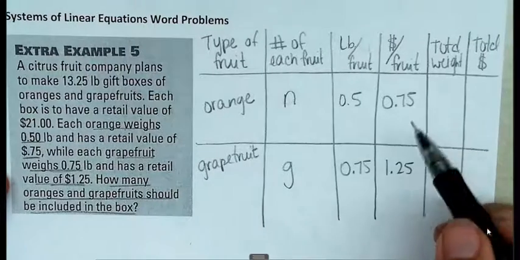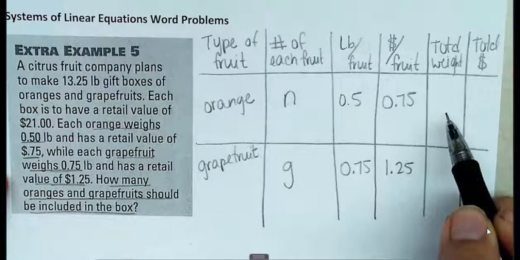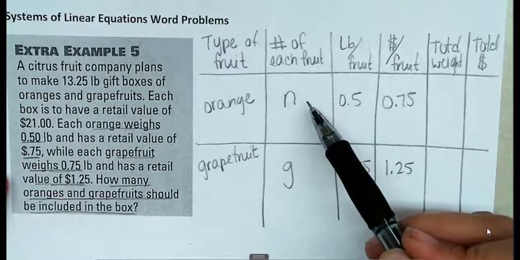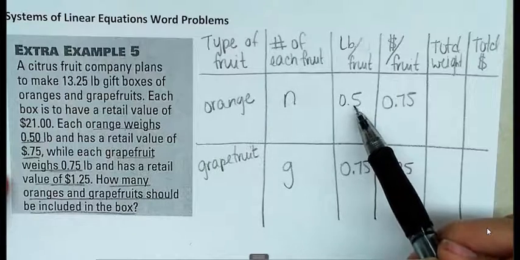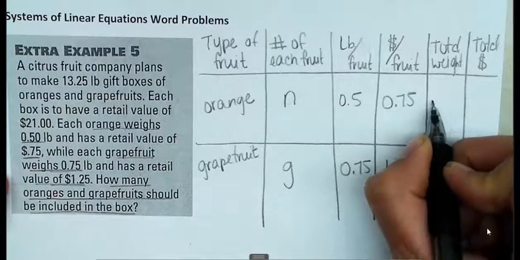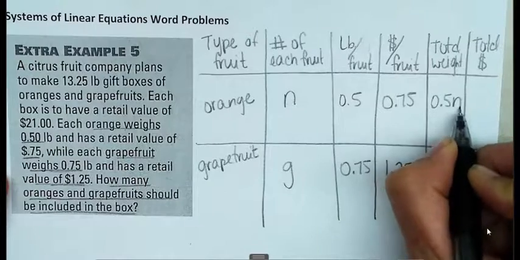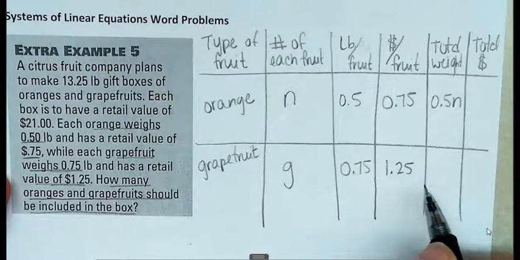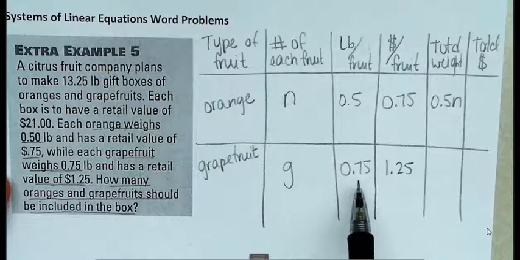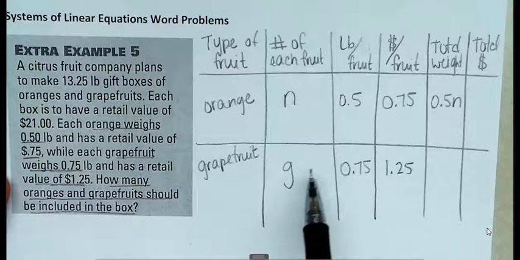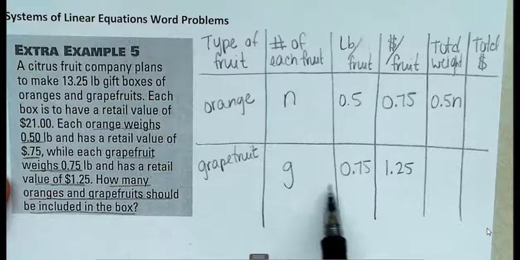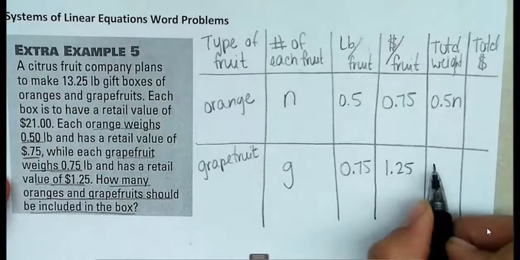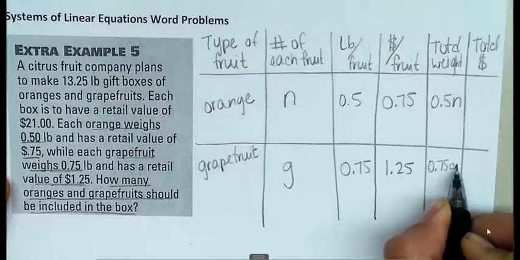Okay, now I need a total weight for each of these fruits. So my total weight is going to be the number of each fruit times the pounds per fruit. That's basically a variable expression that I can write as 0.5n. And the same thing goes for grapefruits. The pounds per fruit is 3/4 of a pound, and the number of fruit will be G. So total weight is however many grapefruits times the pounds per grapefruit, so 0.75G.